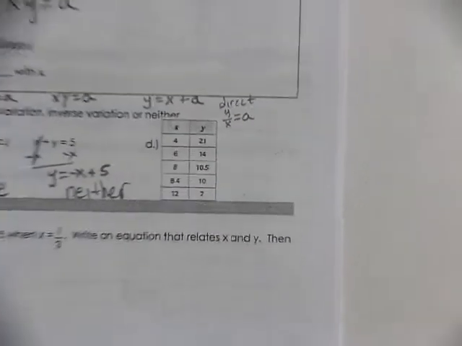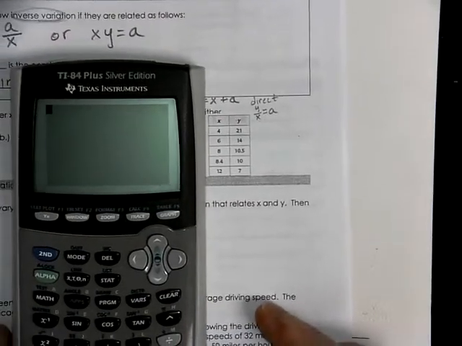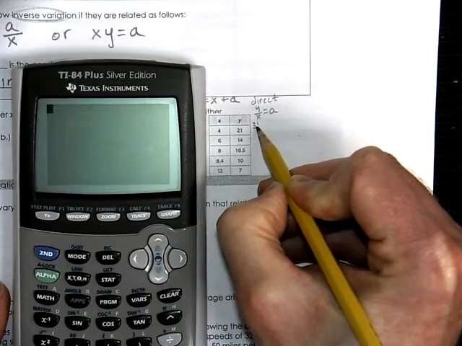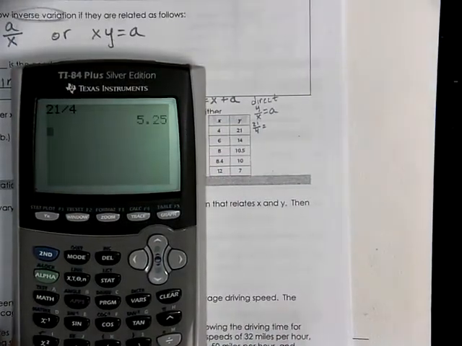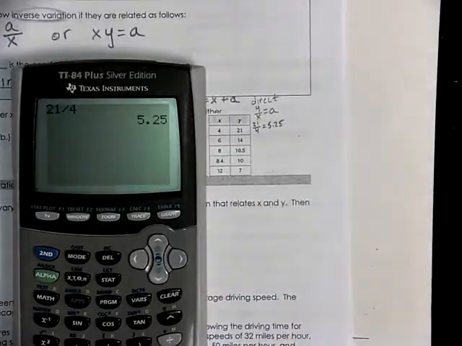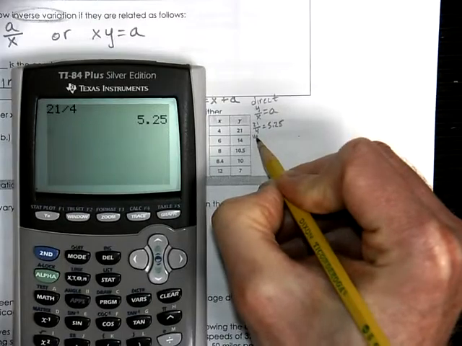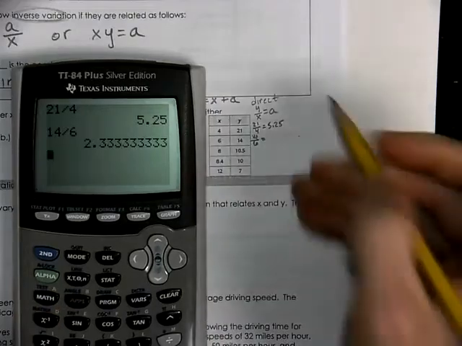So if we get a calculator, see if I can get this to fit in here. We take our y term, which is 21, and we divide that by 4. We get 21 divided by 4. That's 5.25. That doesn't mean anything yet. We need the other ones to have that same quotient. So 14 divided by 6 is going to be 2.3.